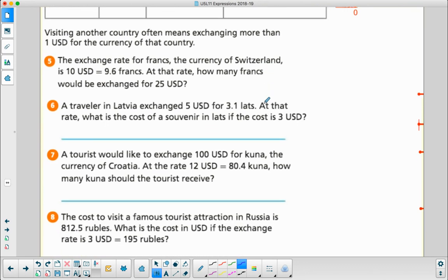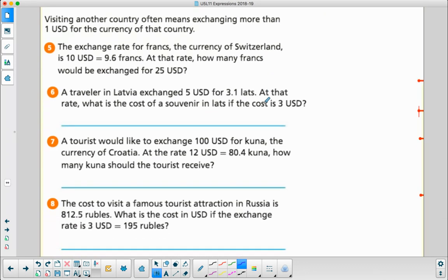All right. Now, moving to 5 through 8. Visiting another country often means exchanging more than $1 for currency of that country. Yep, even in other countries, not many things only cost $1. So I'm probably not going to just exchange $1. Here's some math situations where you have to exchange for more than $1.